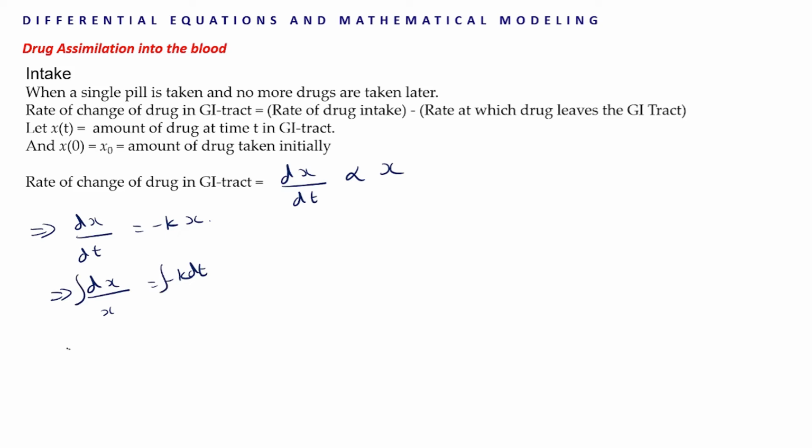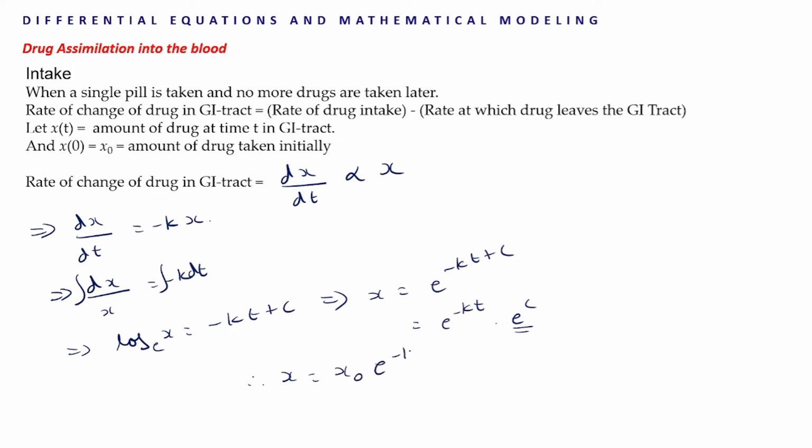When we integrate both sides, we get log x is equal to minus kt plus c. This is to the base e. So we have x is equal to e raised to minus kt plus c, or it is equal to e raised to minus kt into e raised to c. Now e raised to c is nothing but the amount of drug which is taken initially at time t equal to 0. When we put t equal to 0 and x equal to x naught, we get e raised to c as x naught. Therefore, the model is x equal to x naught into e raised to minus kt. So this is the model.